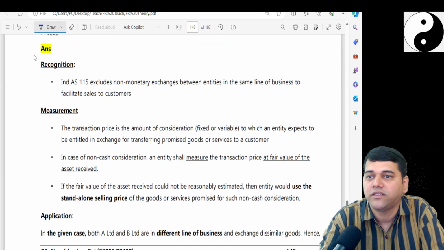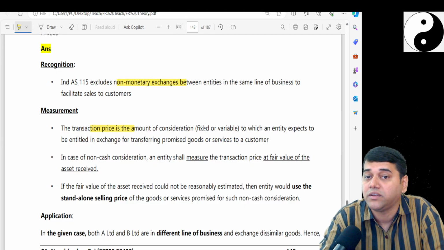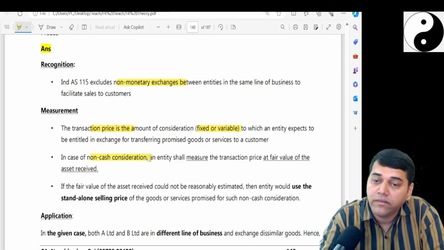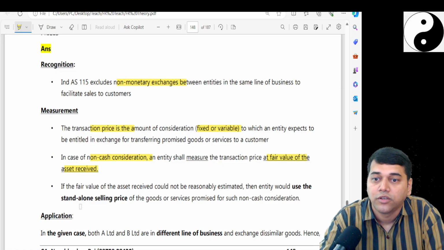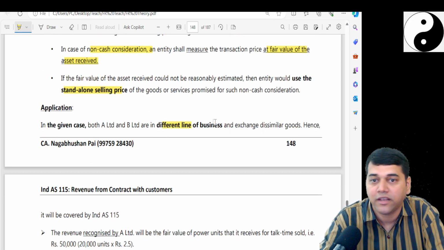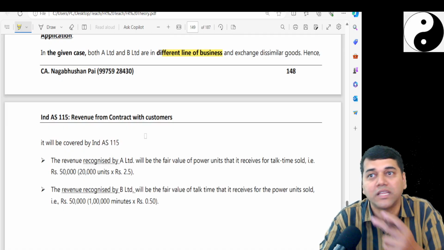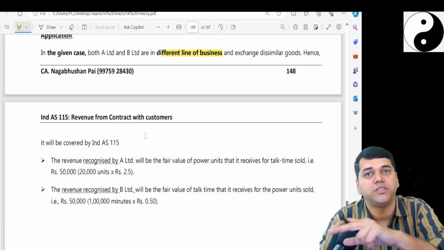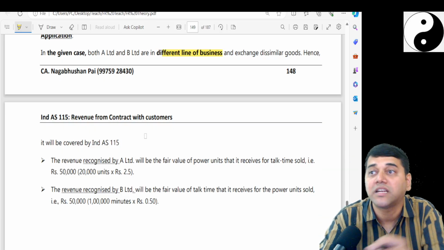So 115, see, this is the theory you have to write. Transaction price is the amount. What is transaction price? It is fixed or variable. However, when non-cash consideration is there, you have to measure at the fair value of the asset received. If it is not available, then you have to recognize it at the standalone price. And in the given case, there are both different lines of business. That's why we will recognize the revenue. Otherwise, if it was a power transmission between one transmission company to another transmission company, we will not pass a revenue recognition entry.